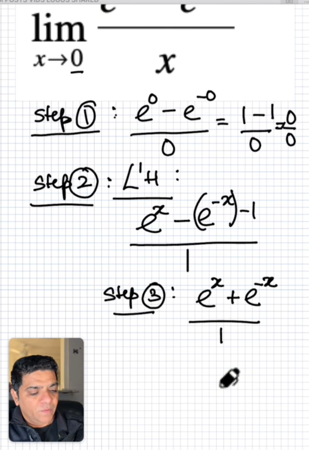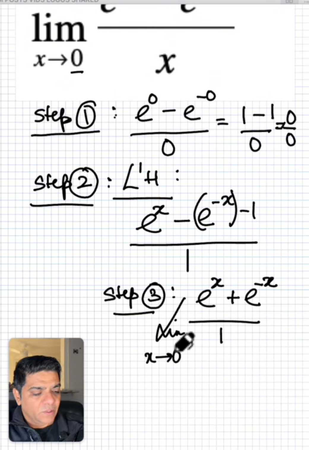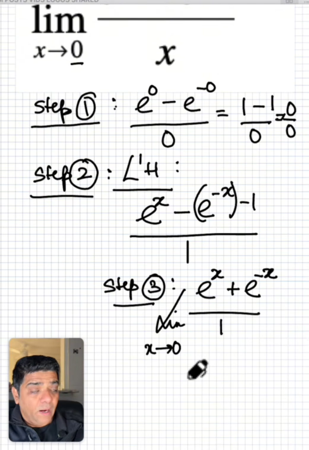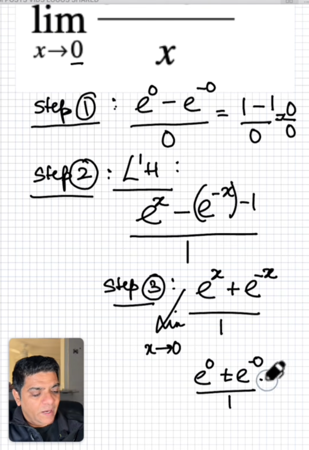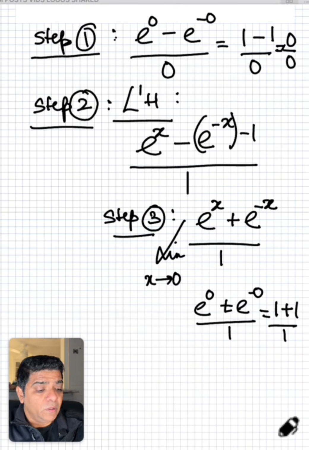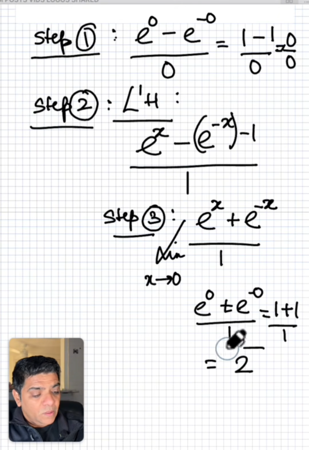Now we can take our limit as x approaches 0, so substitute that. We get e to the power of 0 plus e to the power of negative 0, divided by 1. That is 1 plus 1, divided by 1, which is equal to 2. Okay, and that is our final answer.